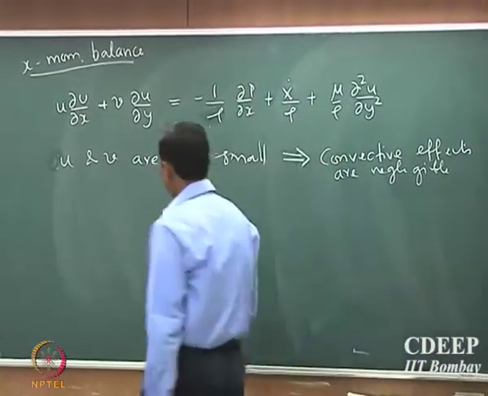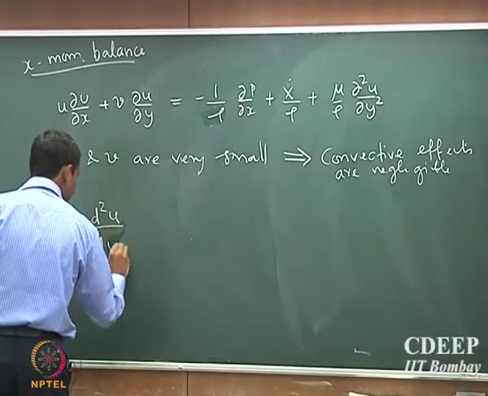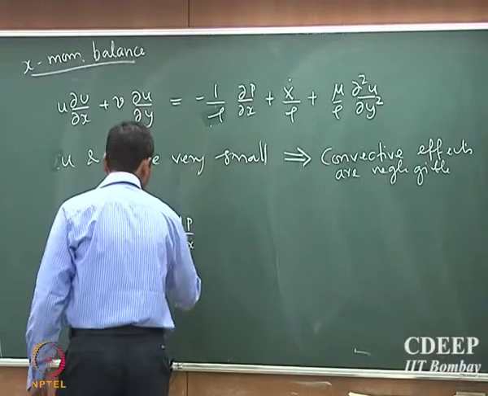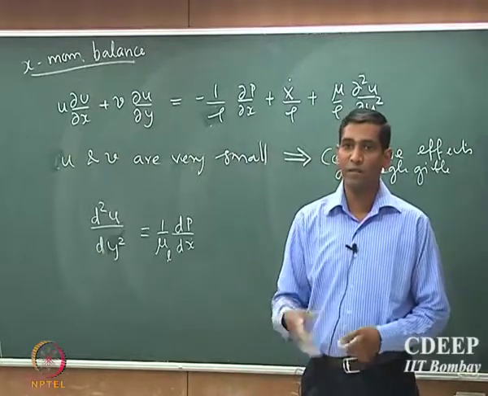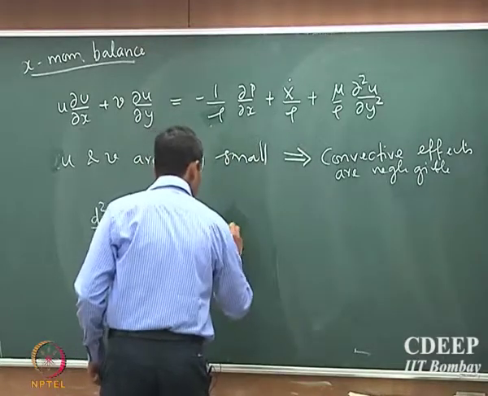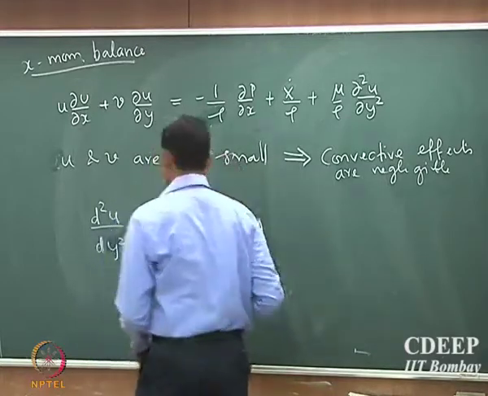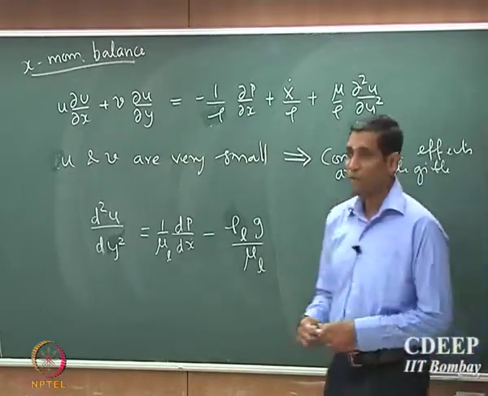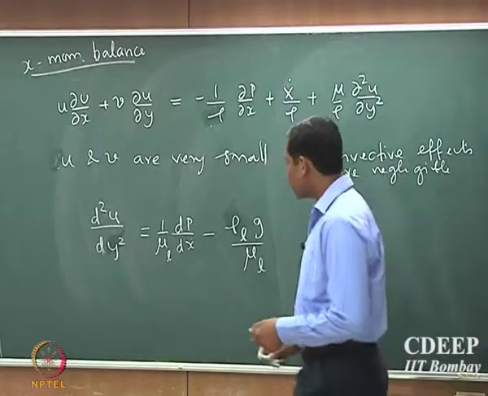Okay. So now, if the convective effects are negligible, we can neglect the left hand side of this momentum balance. Therefore, we can write the momentum balance as d square u by dy square equal to 1 by mu liquid, that's mu of liquid, because the momentum balance is in the boundary layer, so we are looking at the liquid system, dp by dx minus rho liquid into gravity. Okay. So now we said that the vapor is at rest, right? So the vapor velocity is 0, and also all the gradients are 0.